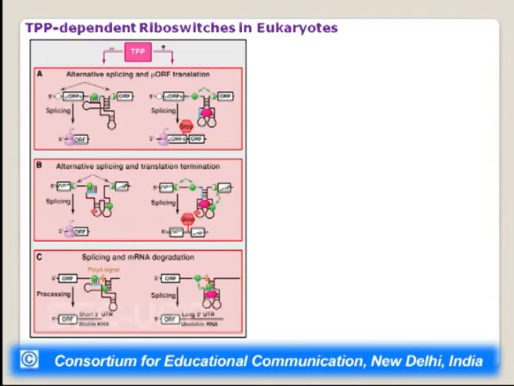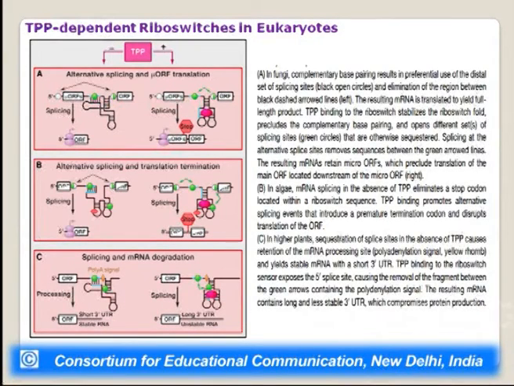In eukaryotes, there are TPP dependent riboswitches present, the thiamine pyrophosphate, and they do so by different mechanisms which are shown. For example, in the first one, upon binding of TPP, there is an alternative splicing and there is a micro ORF translation. It is found in fungi. The complementary base pairing results in preferential use of the distal set of splicing sites and elimination of the region between black dashed arrow lines. The resulting mRNA is translated to yield the full length product.